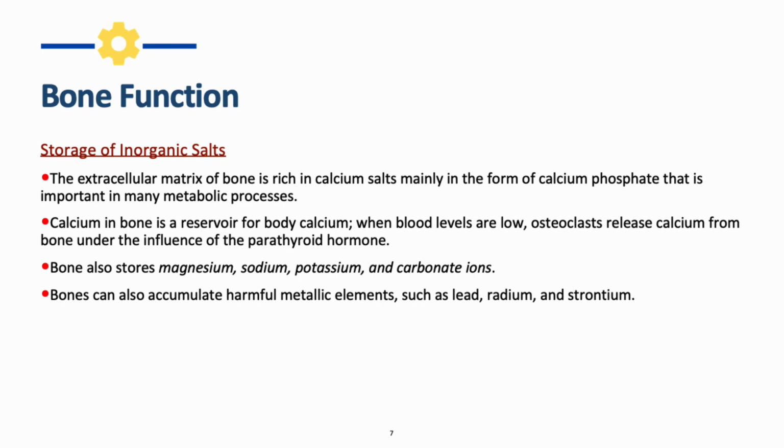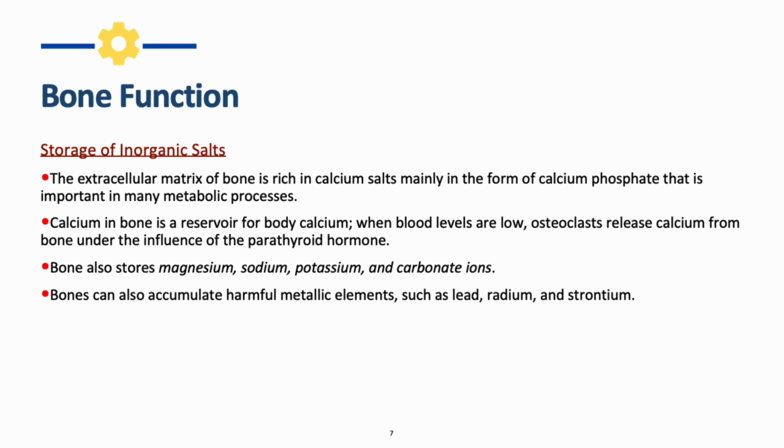So calcium in bone is a reservoir for calcium. When blood levels are low, we can break down bony tissue using cells called osteoclasts. We'll talk about them more. They release calcium into the bloodstream, increasing blood calcium levels. Bone also stores magnesium, potassium, sodium, and carbonate ions, which are important for a number of different functions in the body. But again, it's a storage site for these substances.